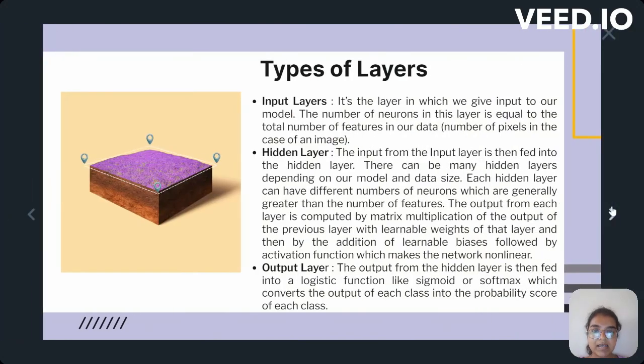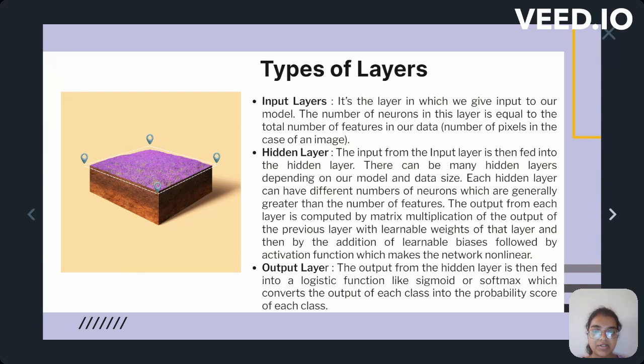Types of layers. Input layers. It's the layer in which we give input to our model. The number of neurons in this layer is equal to the total number of features in our data. Hidden layer. The input from the input layer is then fed into the hidden layer. There can be many hidden layers depending on our model and data size. Each hidden layer can have different numbers of neurons, which are generally greater than the number of features.